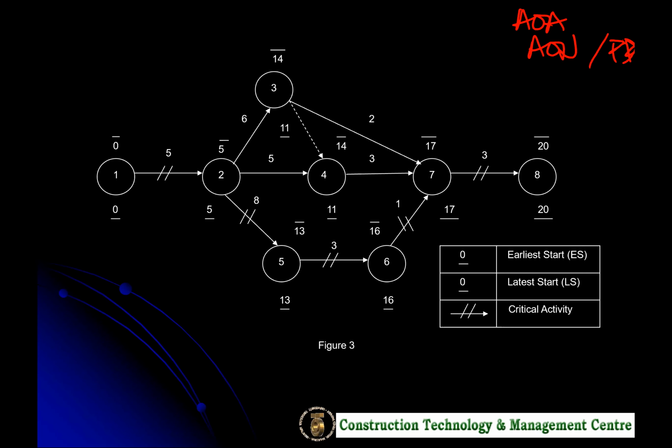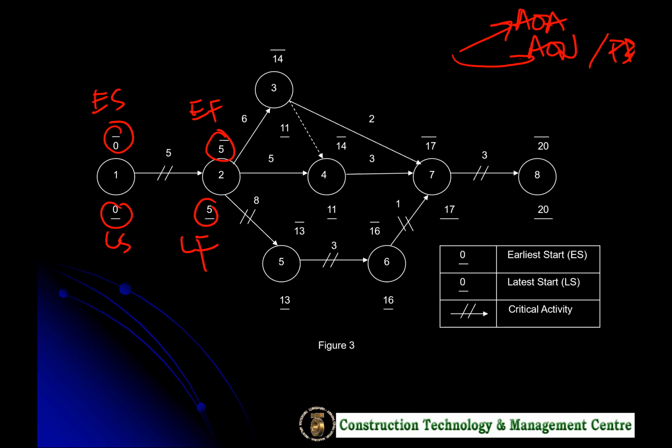PDM diagram, AOA diagram, whatever, is just for us to get the early start, early finish, and late start, late finish. In terms of drawing the network diagram, you can use either AOA diagram, AON, or PDM diagram, depending on the question given, or the exercise given. Now we are using an AOA diagram because it is just a simple network.